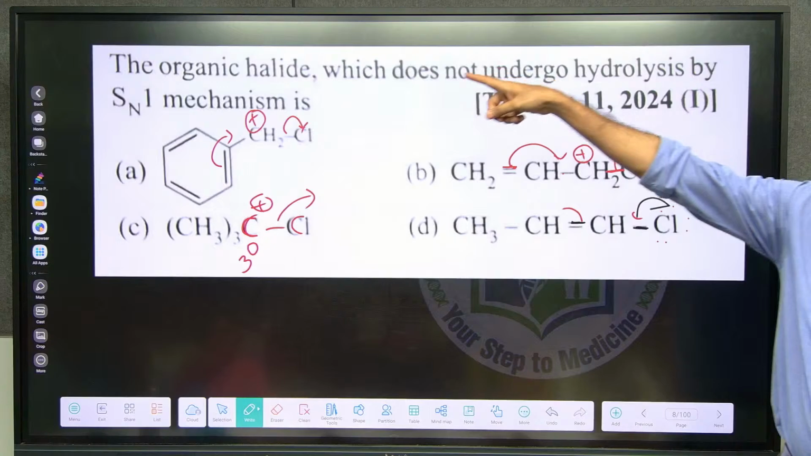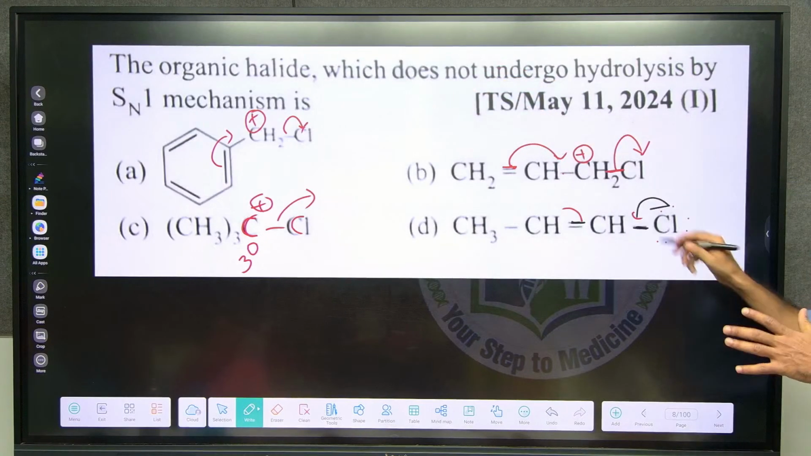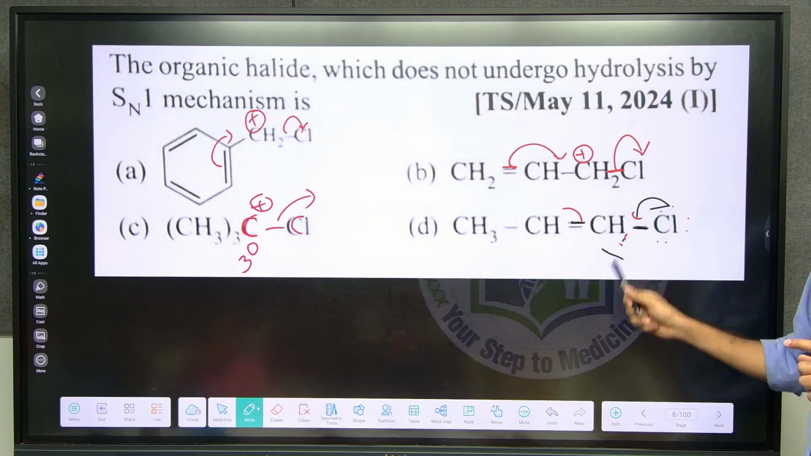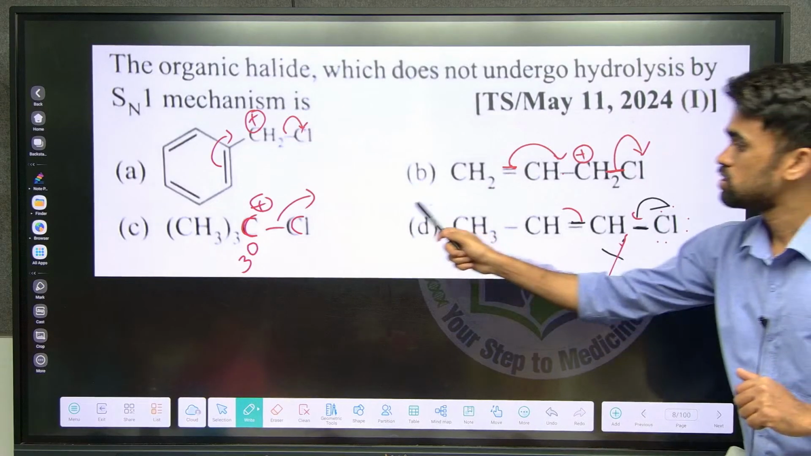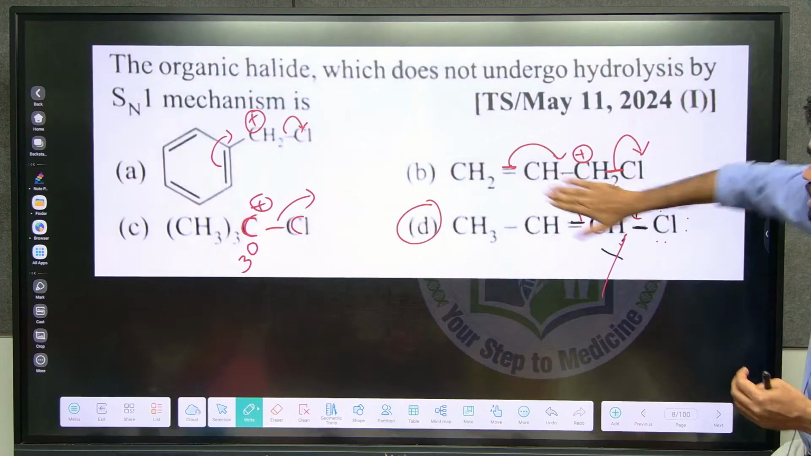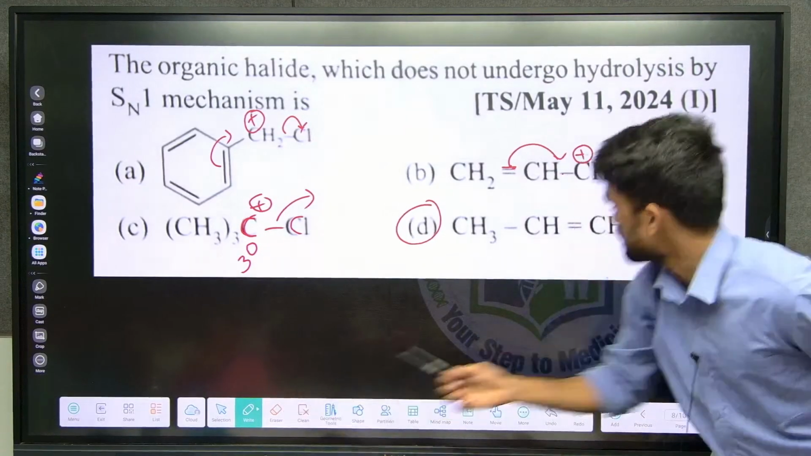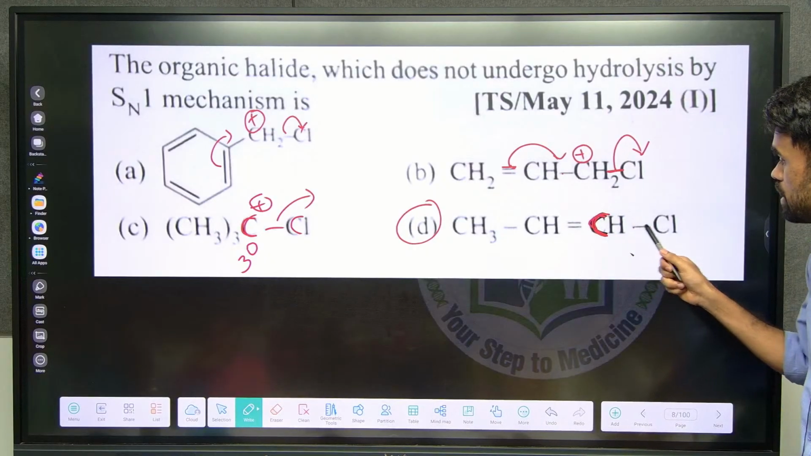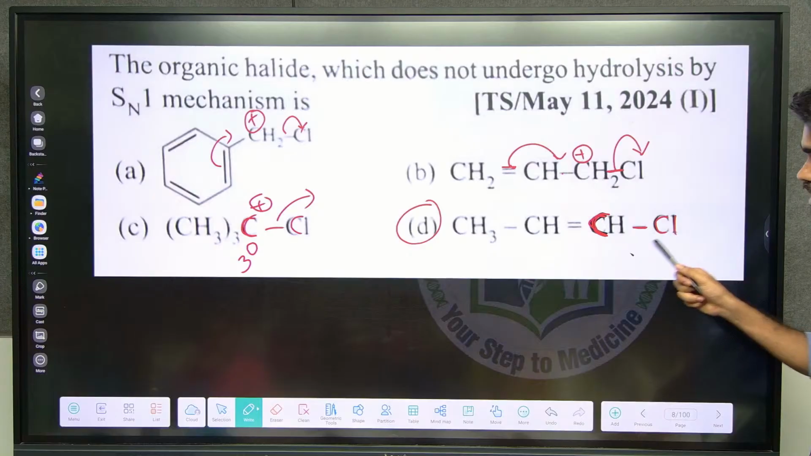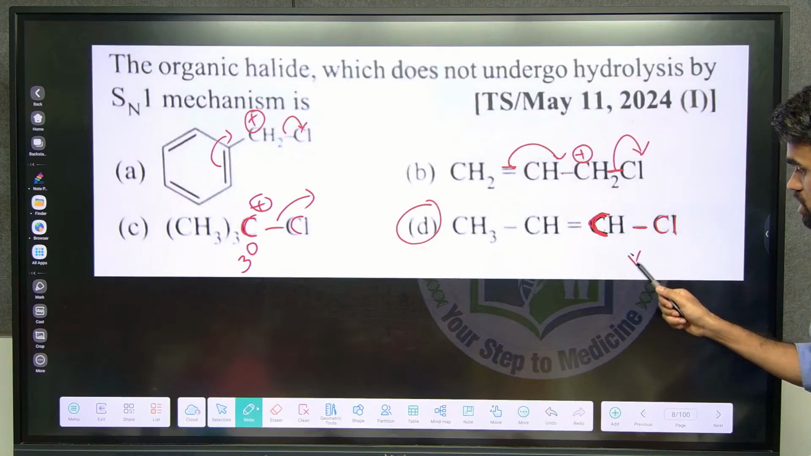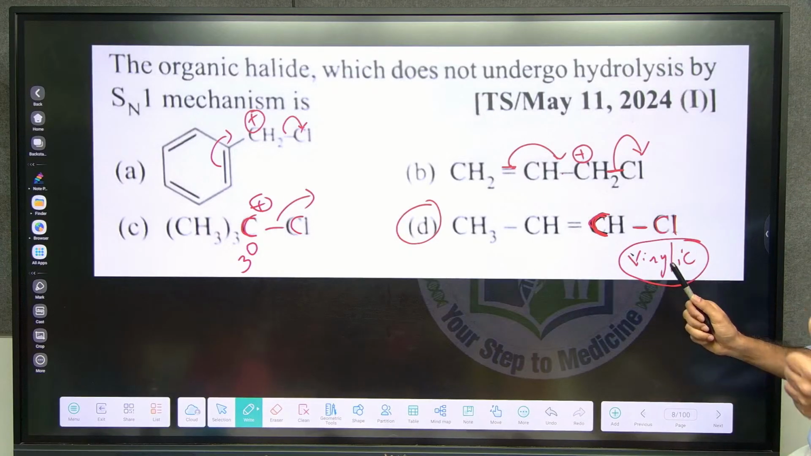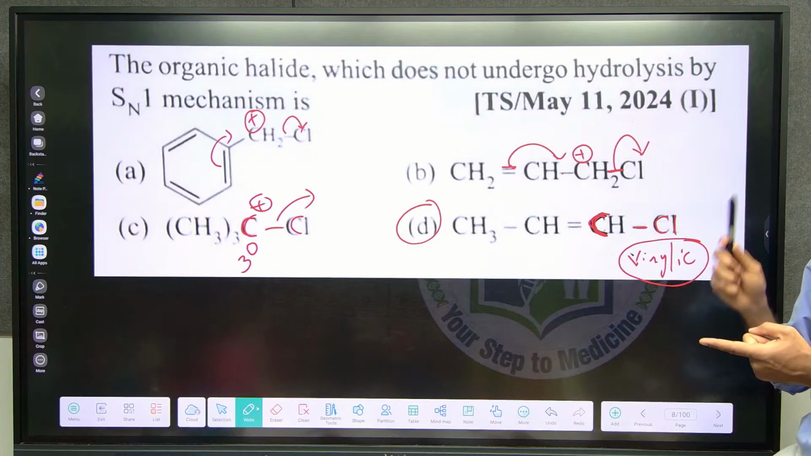Only if this comes out can the nucleophile come inside. So if it is not coming out, will the substitution take place here, will the hydrolysis happen here? So what is our answer? D. So see what type of system this is. An sp2 carbon. What is this carbon? sp2 carbon. If any halogen is there, and a double bond is there, that carbon is called vinylic. Vinylic. So vinylic and arylic compounds do not involve in substitution, whether it is SN1 or SN2.